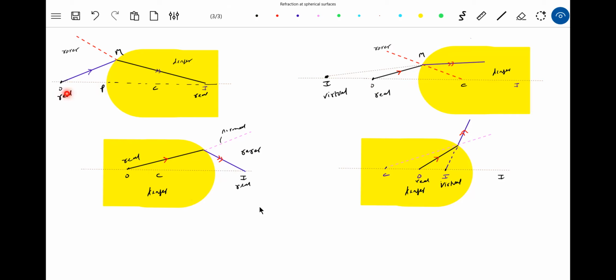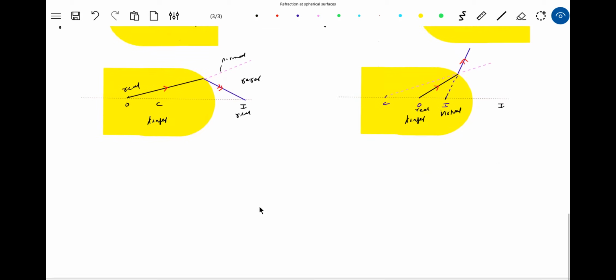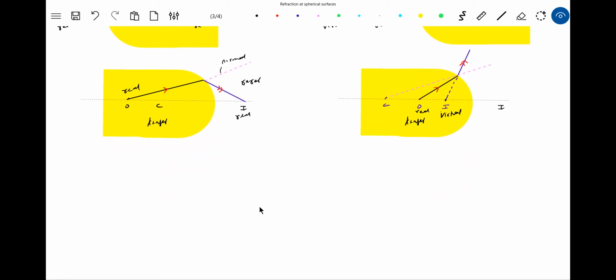The object can be in the rarer medium or in the denser medium. That's what I mean to say. In all these cases, still that same formula we derived is applicable. One more. I think one more case is there. I'll introduce that.